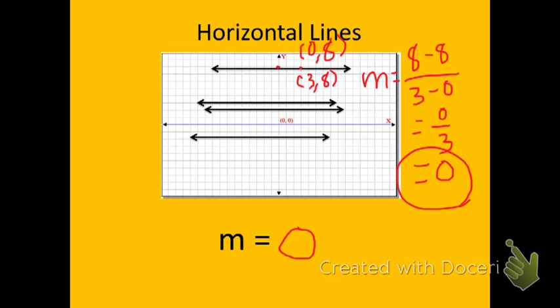And that's because points on the horizontal line will have the same y coordinates, therefore giving you a numerator of 0 when you do the slope formula.